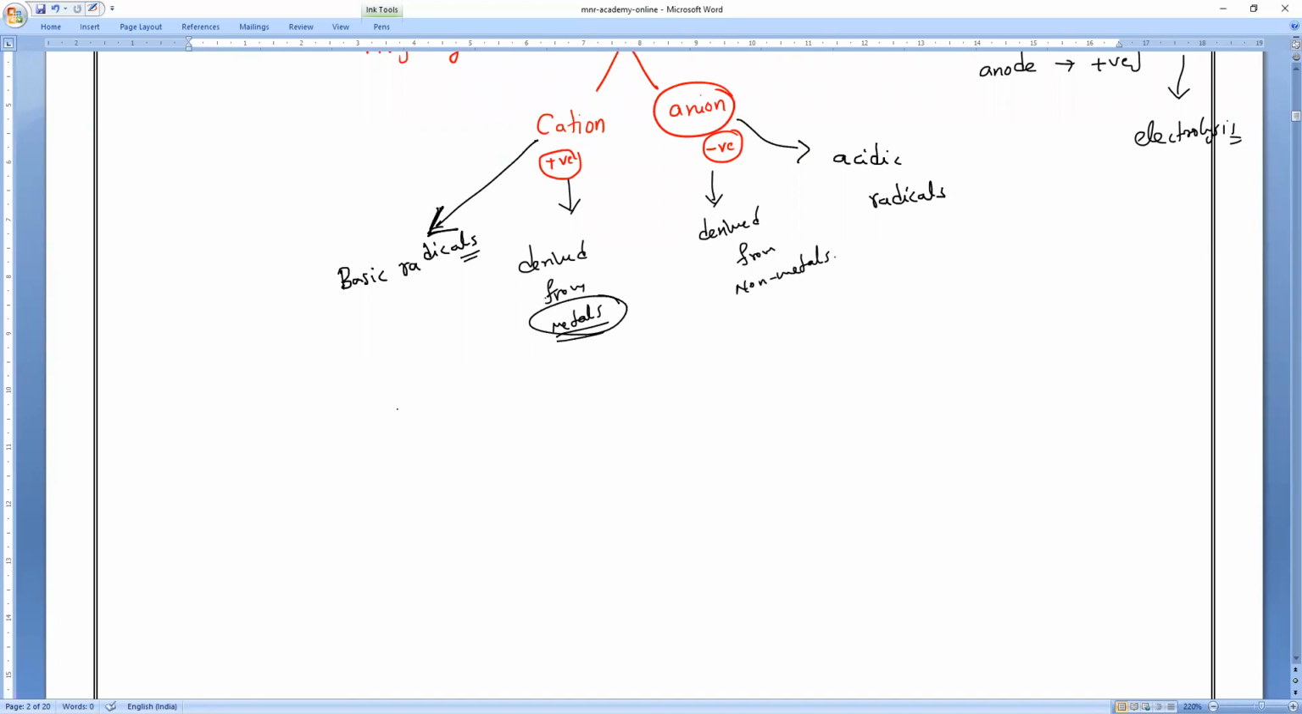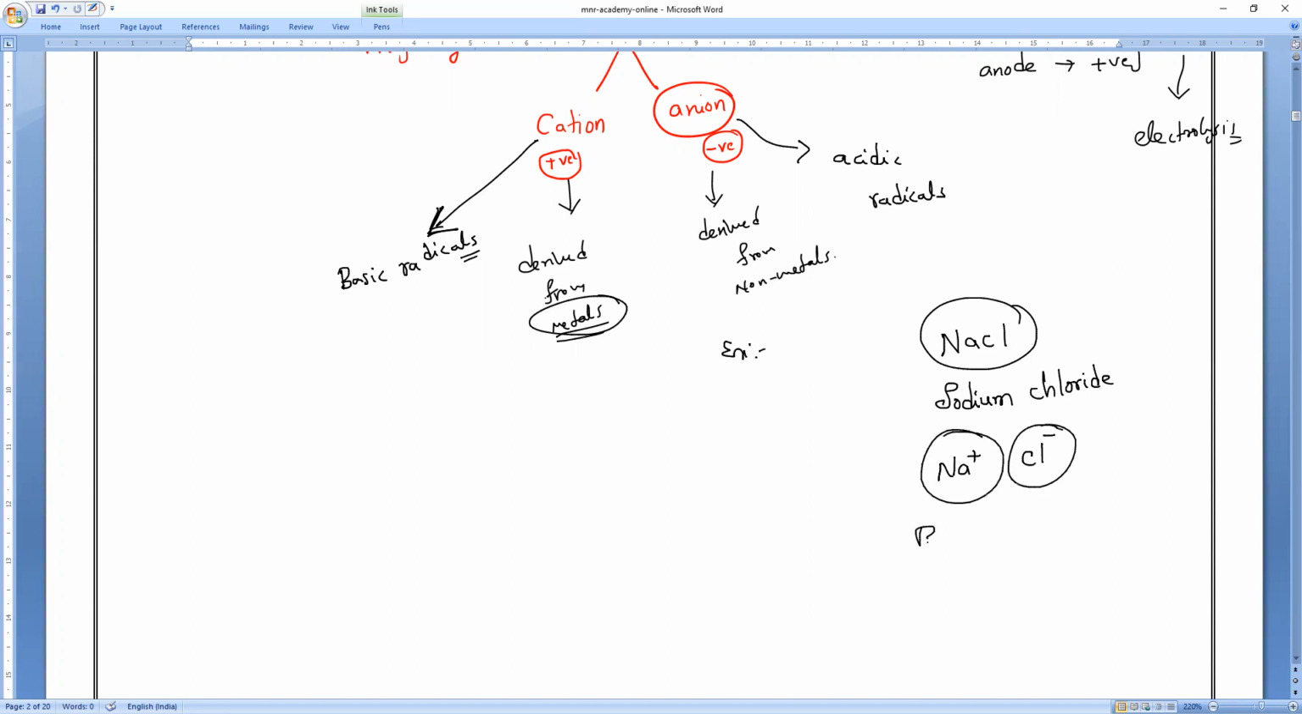Whenever I am writing a salt name, let me take one general, well-known salt. What is the most famous salt? Common salt. What is it called? Sodium chloride. What is the basic radical here? Na+. Sodium is the basic radical, and the acidic radical is Cl minus. So this is the basic radical and this is the acidic radical. Am I correct or not, everybody? Yes, sir.